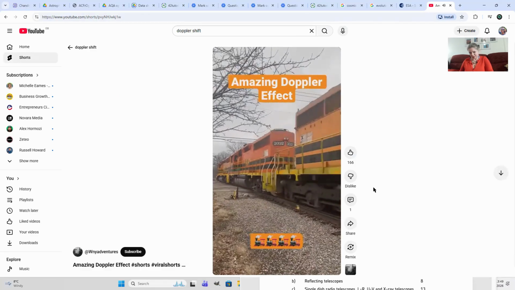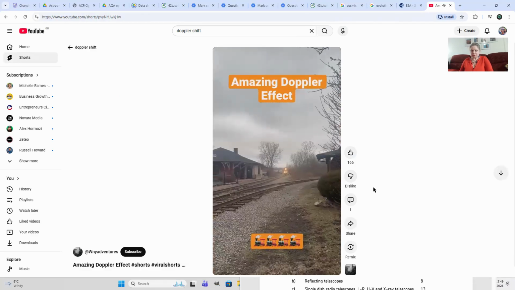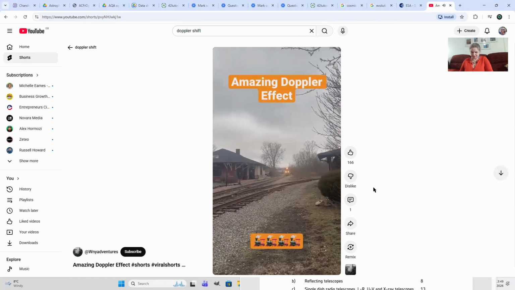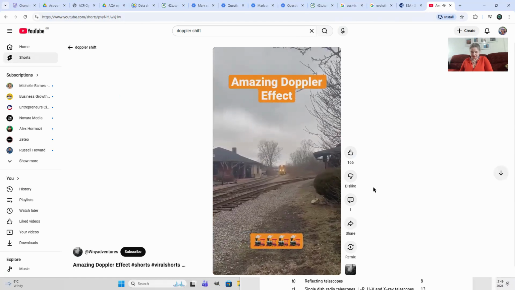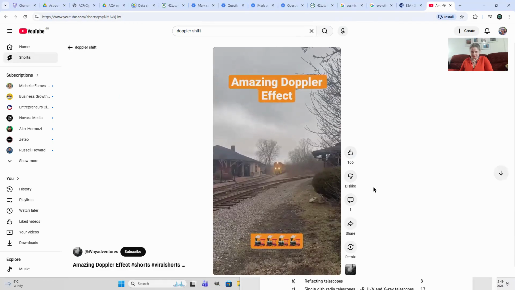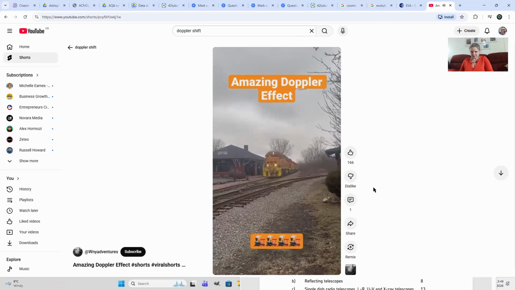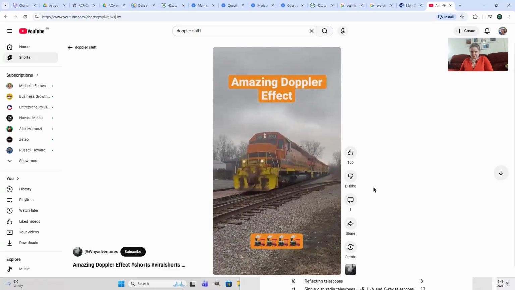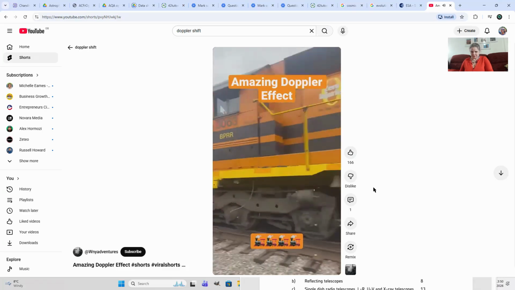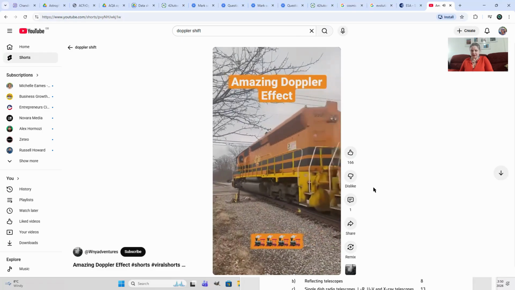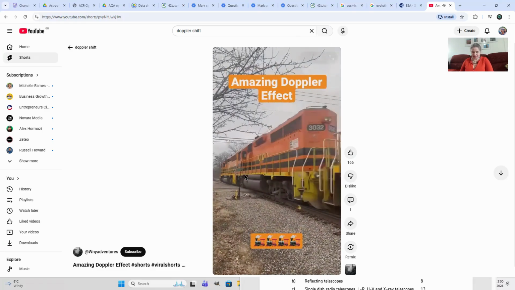Could you hear the change in pitch? So when it was coming towards you, it's higher pitched. And it goes lower pitched as it's going away.